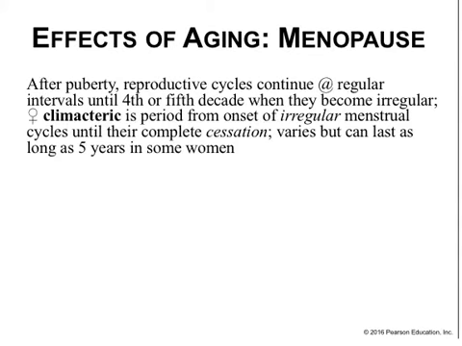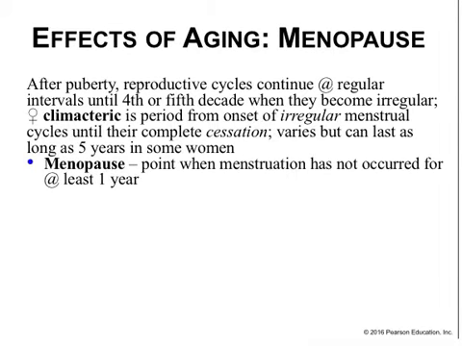After puberty, reproductive cycles continue at a regular interval until the 4th or 5th decade, when they become irregular. The female climacteric is the period from the onset of irregular menstrual cycles until their cessation. It varies, but it can last as long as 5 years in some women. Menopause is the point when menstruation has not occurred for at least 1 year.